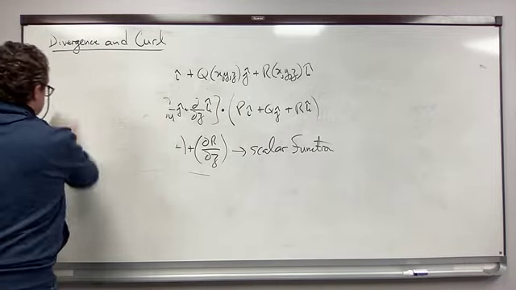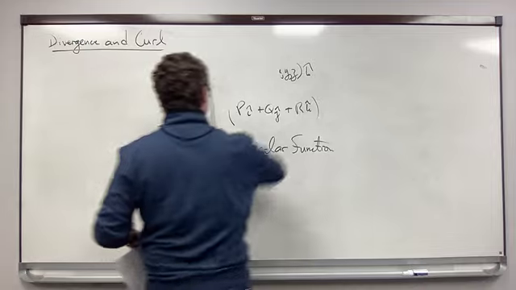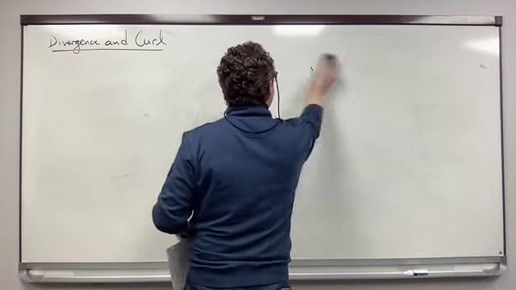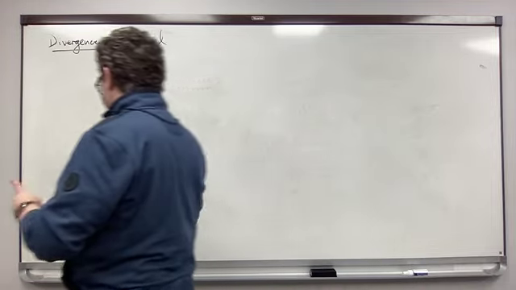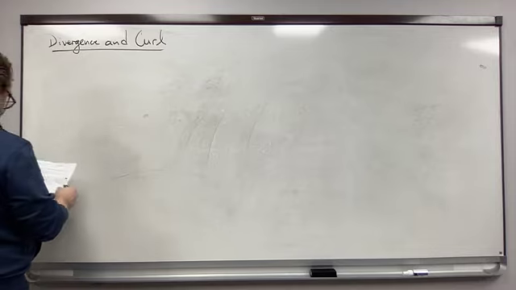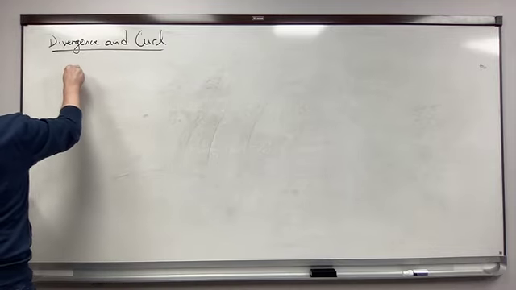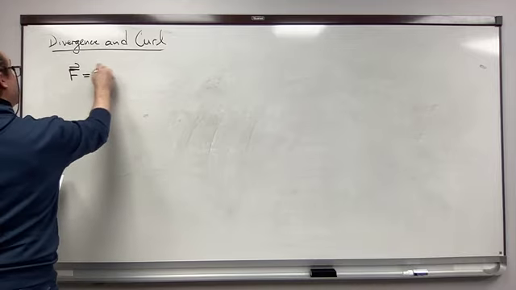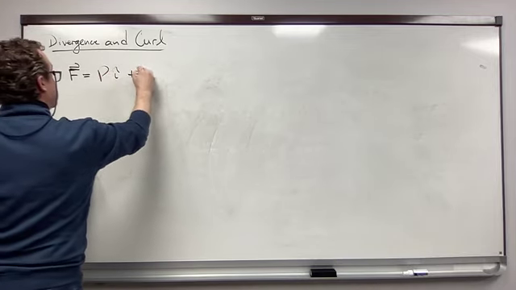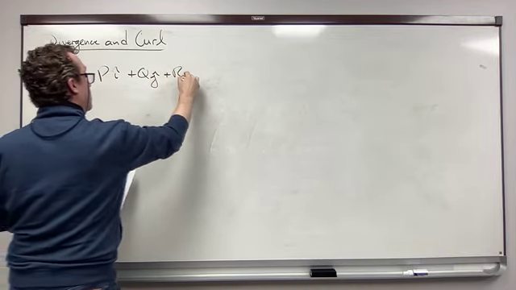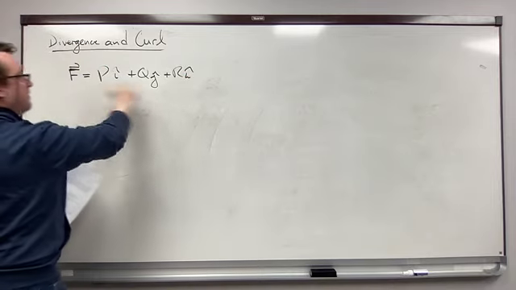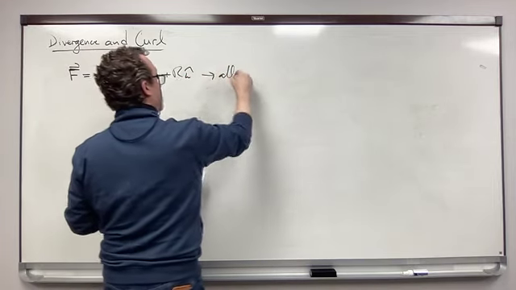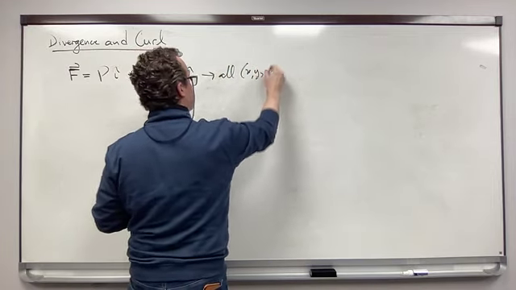The curl, it's just another operation. Yes, it's a teeny bit more complicated. And there's a couple things I want to mention when we do this. So when we talk about the curl, again, we say we've got F, and I'll just write it as P i plus Q j plus R k, all a function of x, y, z.